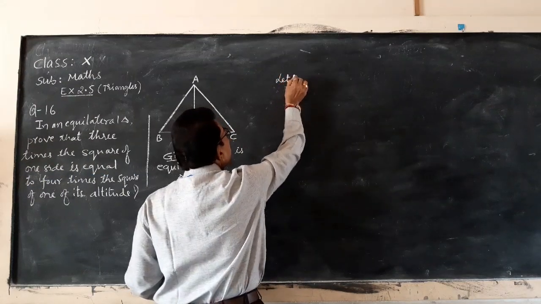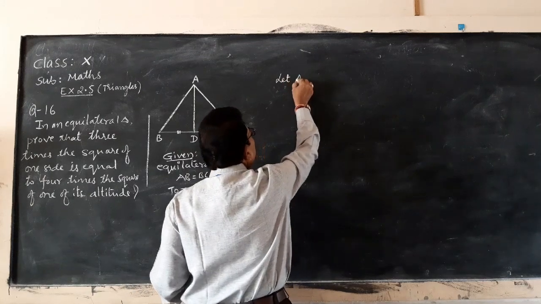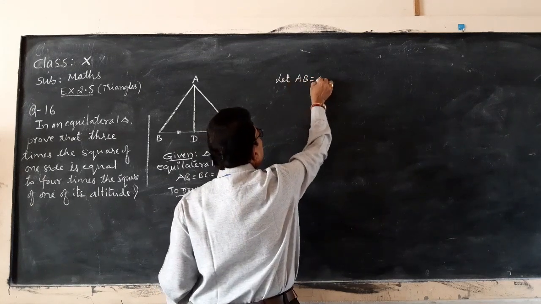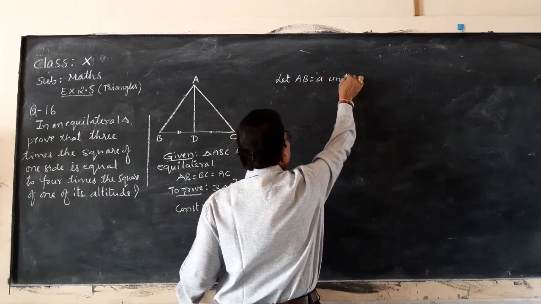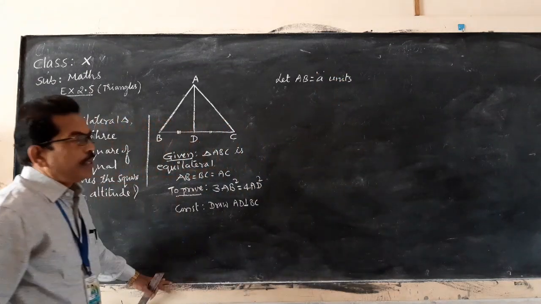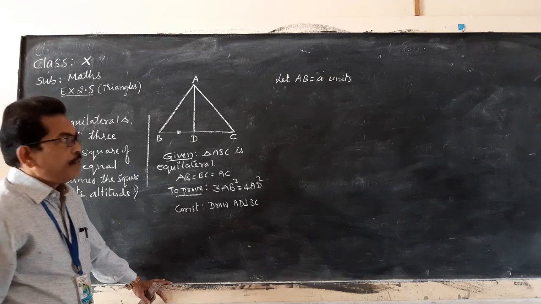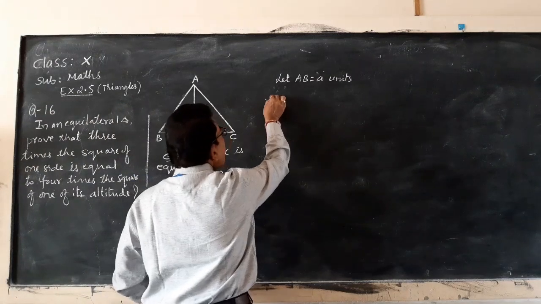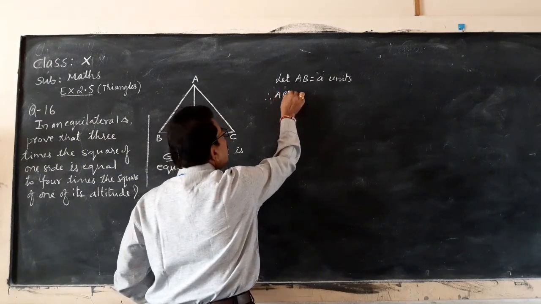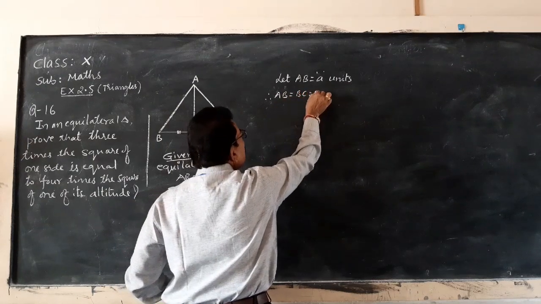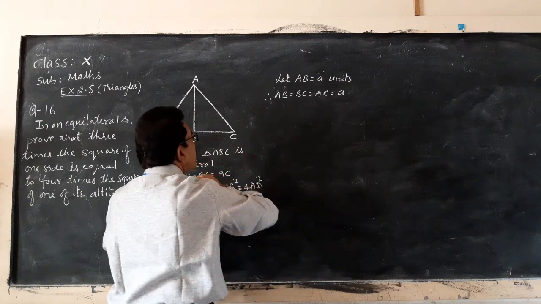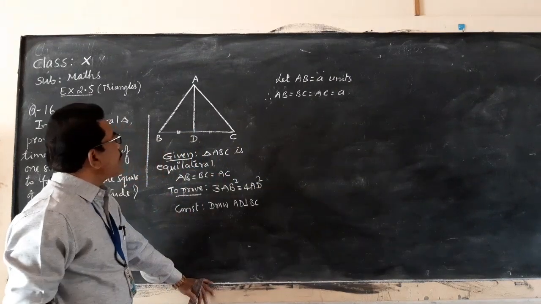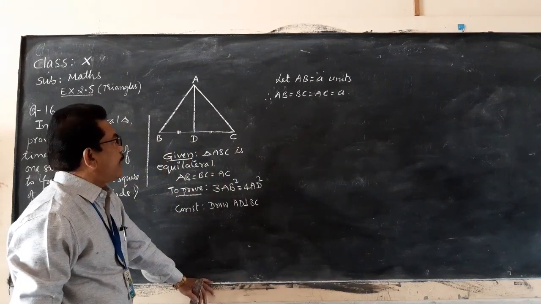Let AB equal A units. Therefore, AB equals BC equals AC equals A, because it is given that ABC is an equilateral triangle.